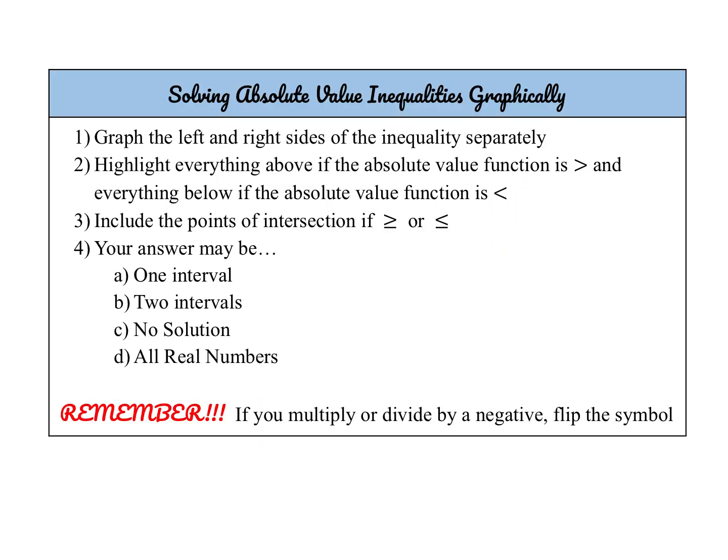All right, so now we're going to practice solving absolute value inequalities. So we're going to do this in two different ways. We're going to do it graphically and then algebraically. So when we're doing it graphically, we're going to graph the left and the right sides of the inequality separately. And then we're going to highlight everything above if the absolute value is greater than, and everything below if the absolute value is less than. And then if it's greater than or equal to, we'll include the points of intersection, and if it's just greater than, we won't.